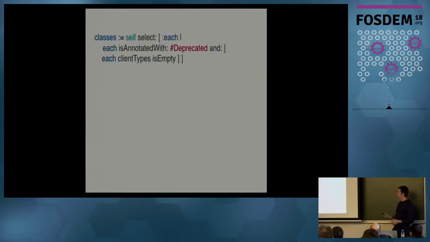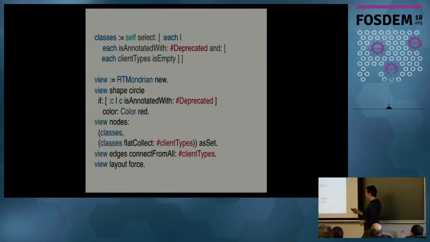So let's do that. We can start from the previous script. And now I'm just naming these classes. So now this result, the previous list, is in the variable classes, and we want to build a view. We want to show shapes that are circles, and if the class is annotated with deprecated, I will color it in red. And then we want to display the current list of deprecated classes, together with all their client types.